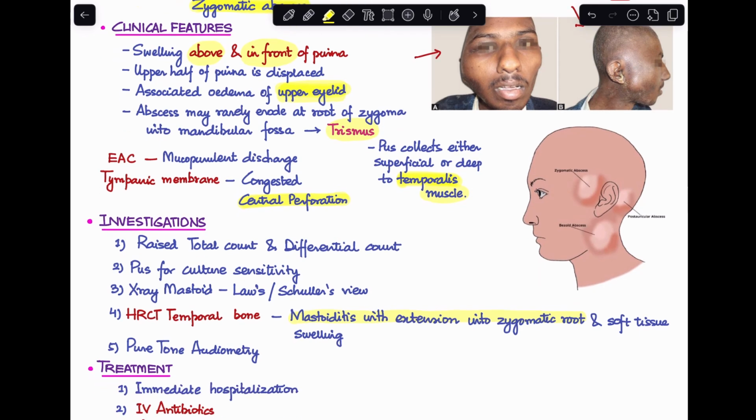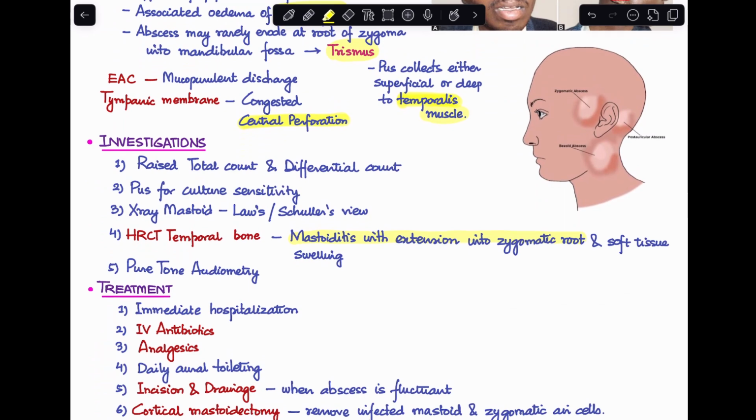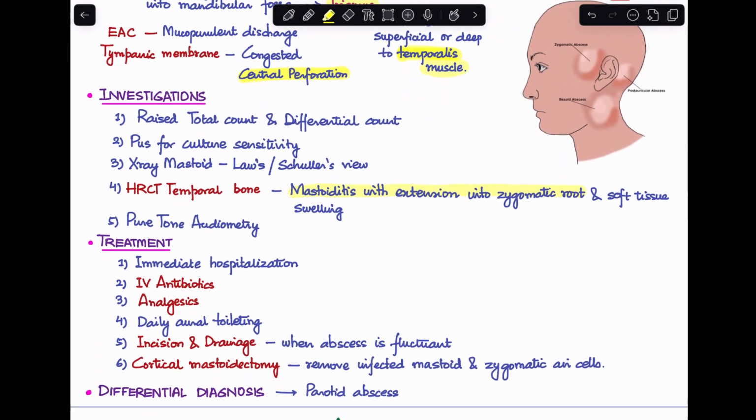Now, how will we treat? First of all, we'll hospitalize the patient and start them on IV antibiotics, analgesics, perform daily oral toileting. We'll perform an incision and drainage only when the abscess is fluctuant, and cortical mastoidectomy is done to remove the infected mastoid and zygomatic air cells. And a very common differential diagnosis of a case of zygomatic abscess is parotid abscess because of its similarity in location. So this is about zygomatic abscess.